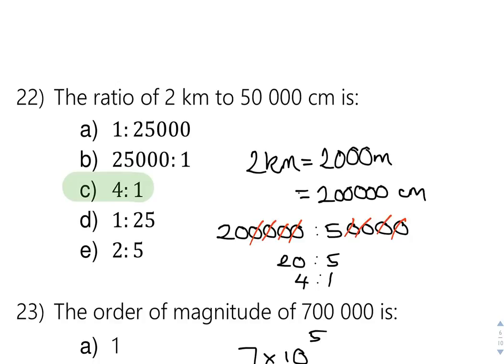The ratio of 2 kilometres to 50 centimetres is, it's not a trick question, but you do need to convert. You can't deal with different units. So taking 2 kilometres, that's the same as 2,000 metres or 200,000 centimetres. So I can simplify a ratio that's in centimetres only. So 200,000 centimetres to 50,000 centimetres. I've got 4 zeros on each side, so I can get rid of those. Leaves me 20 to 5, which simplifies to 4 to 1, so C.